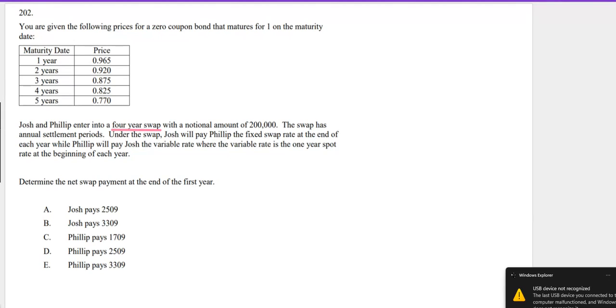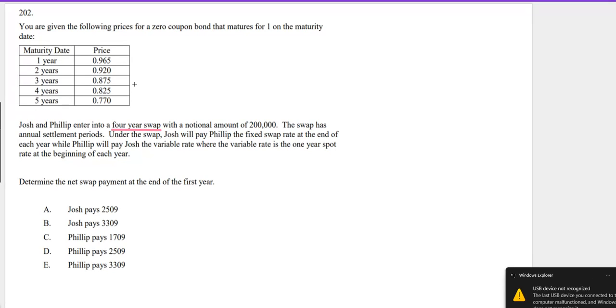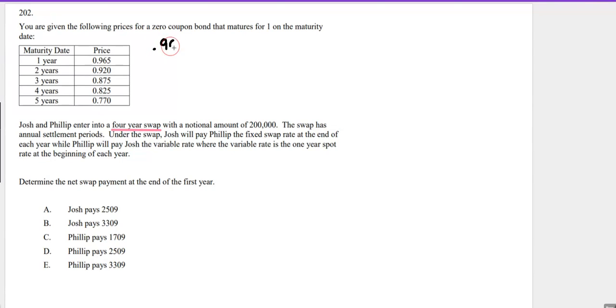So first of all, because we have zero coupon bonds, it lends itself really well to finding the spot rates easily, because we can just say that for example, in the first year, I start with this much money and I accrue interest for 1 year at the 1-year spot rate, and it matures for 1. So that's how you want to think about it, right?